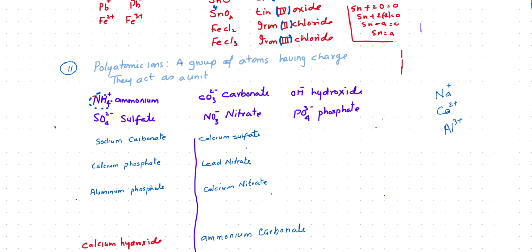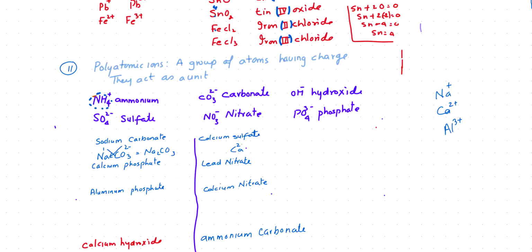Like sodium carbonate, how will you write the formula? Sodium is Na, having 1 positive charge. Carbonate is CO3, 2 negative charge. So the charges are not equal. To make it equal, we cross multiply. This valency is multiplied to sodium, it becomes Na2, and 1 times carbonate, CO3. So Na2CO3.